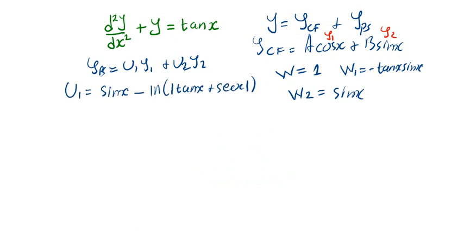So now let's look for our u2. u2 is going to be equal to the integral of w2, which is sine x, divided by w which is 1, integrated with respect to x. So our u2 will be equal to nothing but minus cos x.